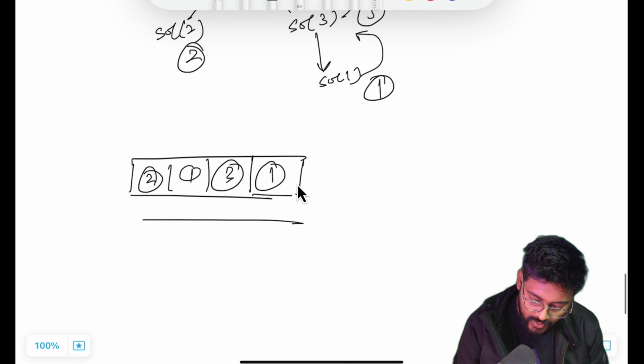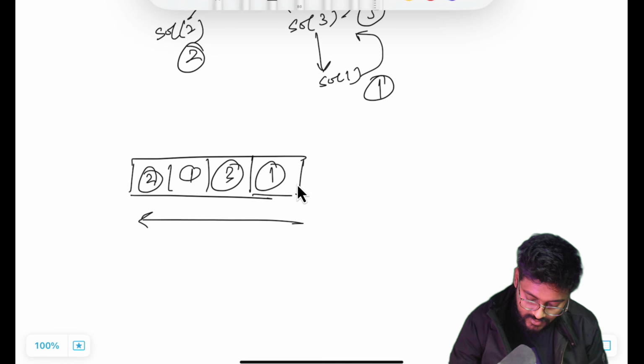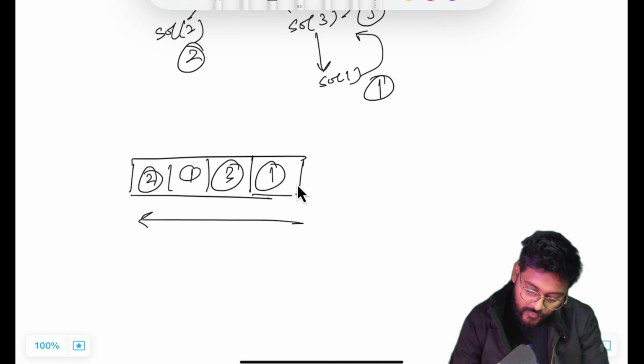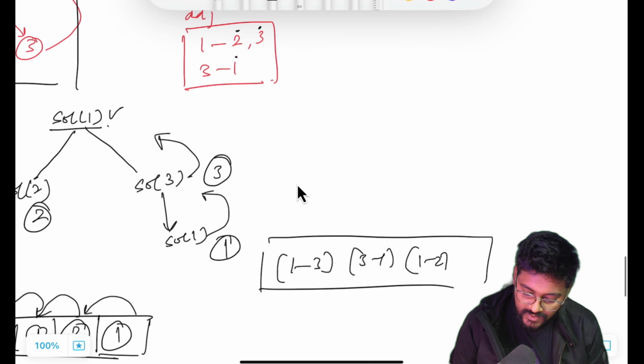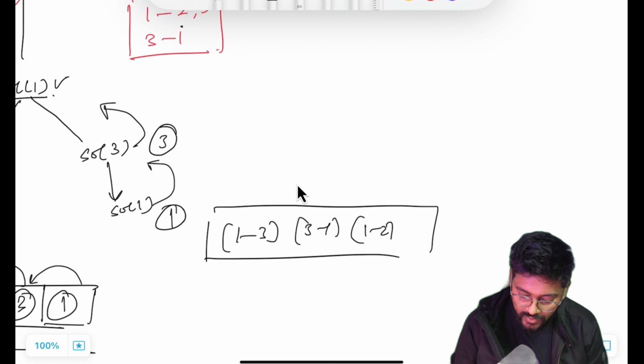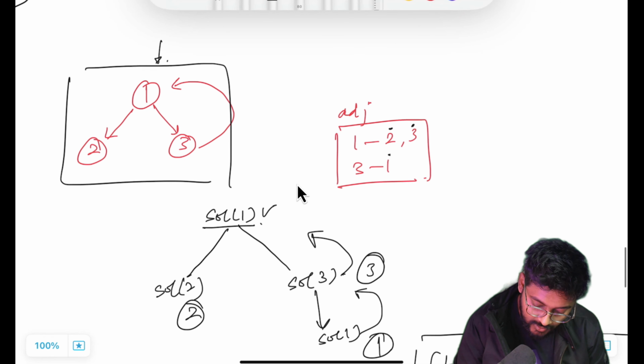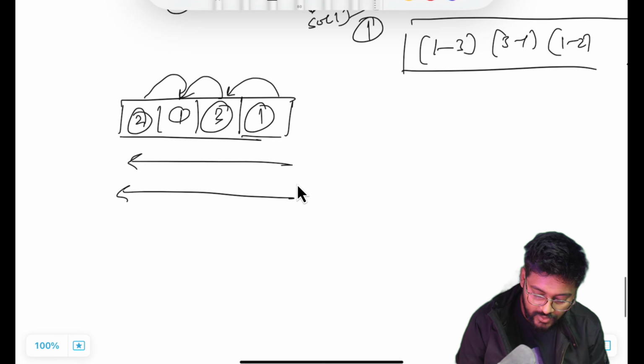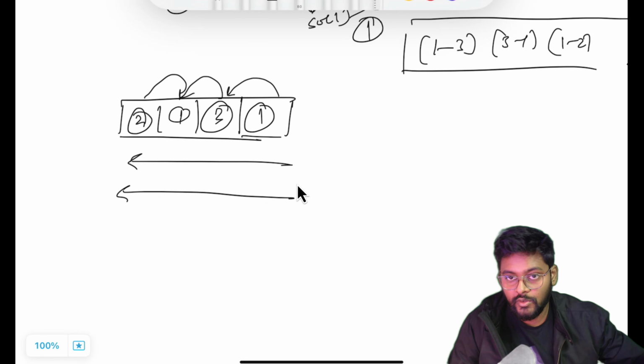Now this is the result we have captured. If you look from right to left, first you visited the edge from 1 to 3, then from 3 to 1, and then from 1 to 2. If you visit the edges in that order, 1 to 3, 3 to 1, 1 to 2, you are able to get the Eulerian path. So this reverse order is the Eulerian path. We have captured the Eulerian path.